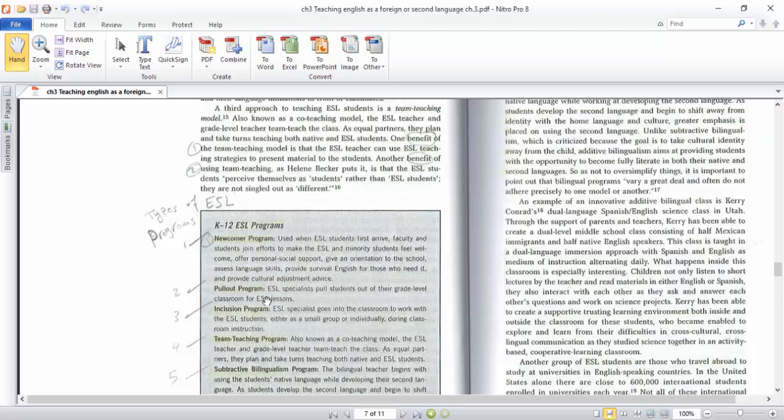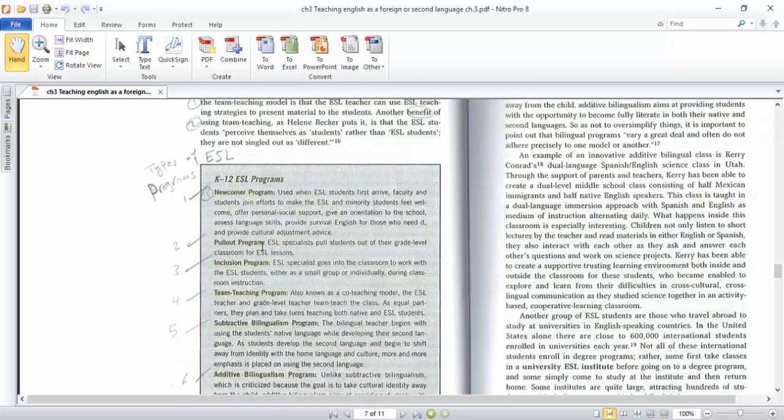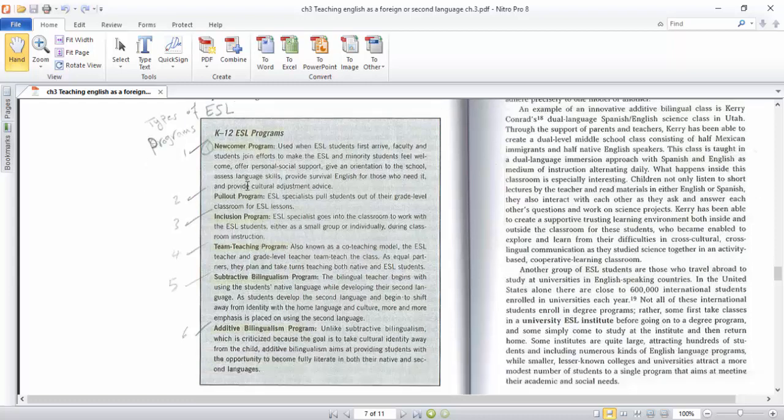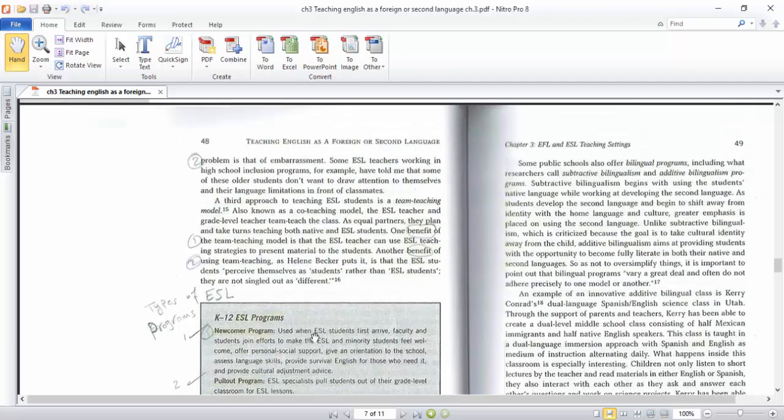Here we have other programs of ESL. We have many programs like the newcomer program, pull-out program, inclusion, as we have mentioned here, team teaching, subtractive bilingualism program, additive bilingualism program. If you go to the other page, you find these programs in this table. You will find the discussion in detail on page 49, bilingual programs, including subtractive bilingualism and additive bilingualism programs.